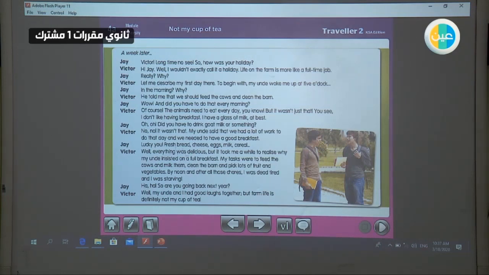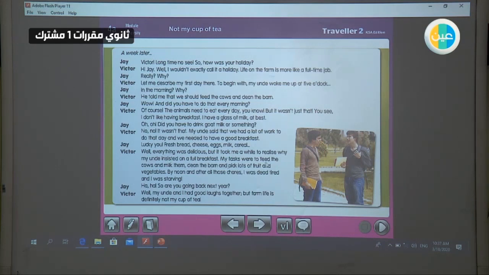Fresh bread just baked, cheese, eggs, milk, cereal, and so on. Well, everything was delicious, like it tastes good. But it took me a while to realize why my uncle insists on a full breakfast. When you insist on something, that means you try to do it or try to convince the other person badly.